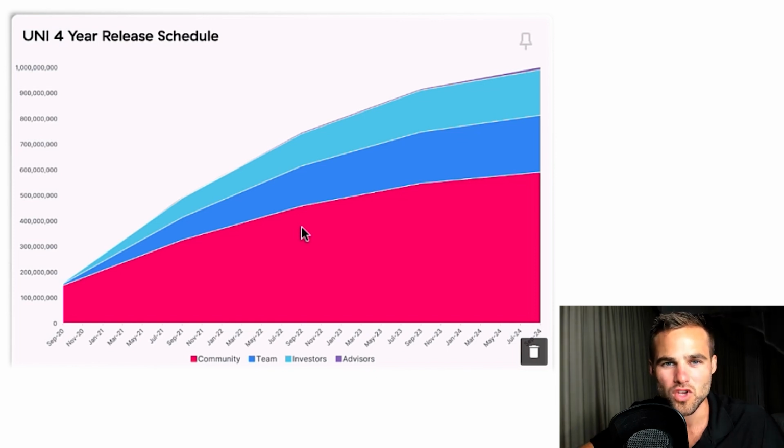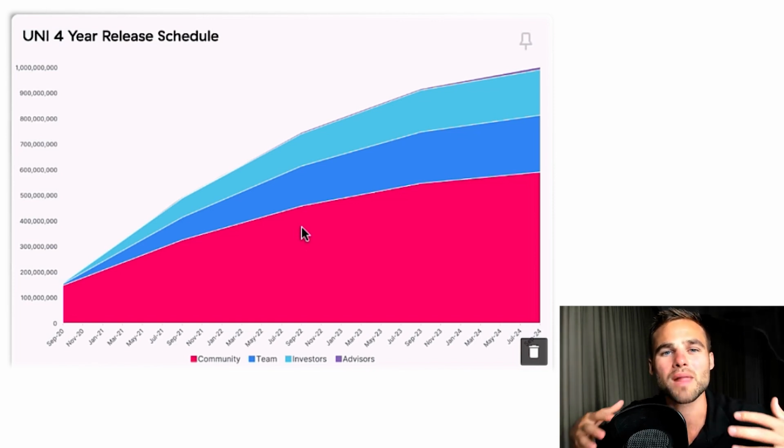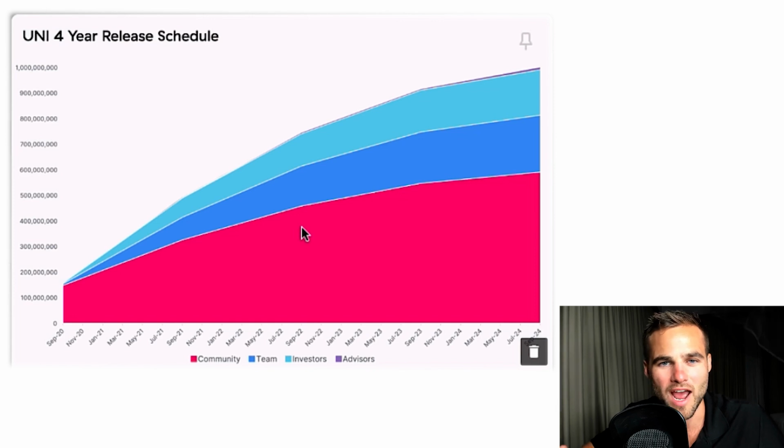Now, you may also hear of something called a cliff. There could be a situation where, say, VCs get to claim 10% of their tokens right at the TGE, which is the token generation event, basically when it becomes public. So they can get 10%, and then they may have a 3-month cliff, which basically means for 3 months they're not able to sell any of the tokens they got at the pre-sale prices. And then there may be another linear vesting schedule where the remaining 90% are released to them over the course of, say, a year, 18 months, or 2 years.